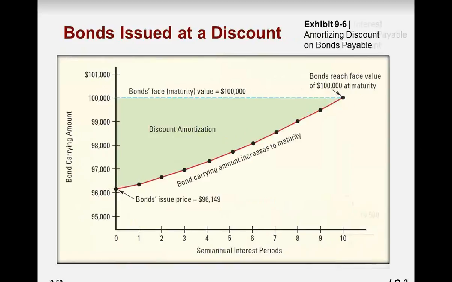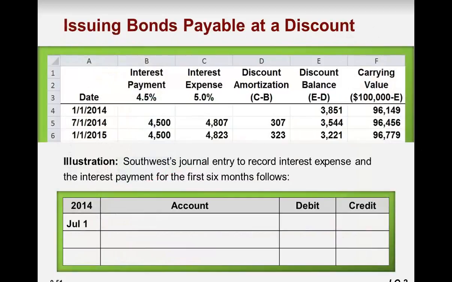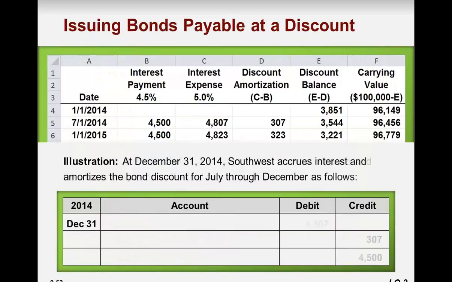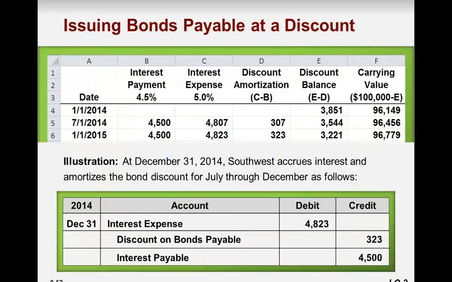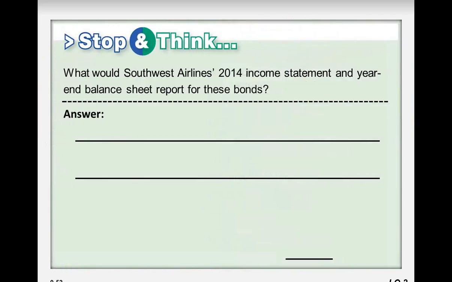A couple little charts show how it evens out. And then the journal entry itself is interest expense 4,807, discount on bonds payable 307, and cash 4,500, the check that our investor would get. To accrue the interest, we wouldn't be paying it yet, so it would be interest payable. And then on January 1, we would pay that interest with cash.